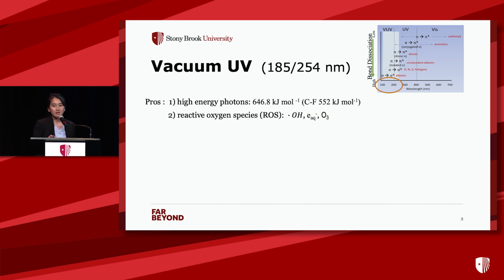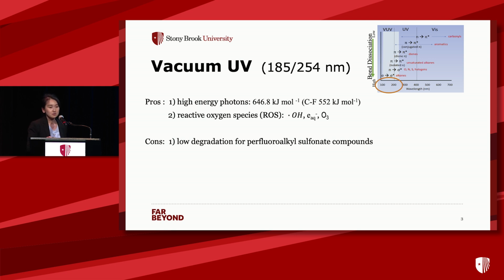In addition, vacuum UV can interact with water and oxygen to generate reactive oxygen species, such as hydroxyl radicals, hydrated electrons, and ozone. Those reactive species are strong oxidants or reductants, capable of further reacting with the targeted compounds in the water.